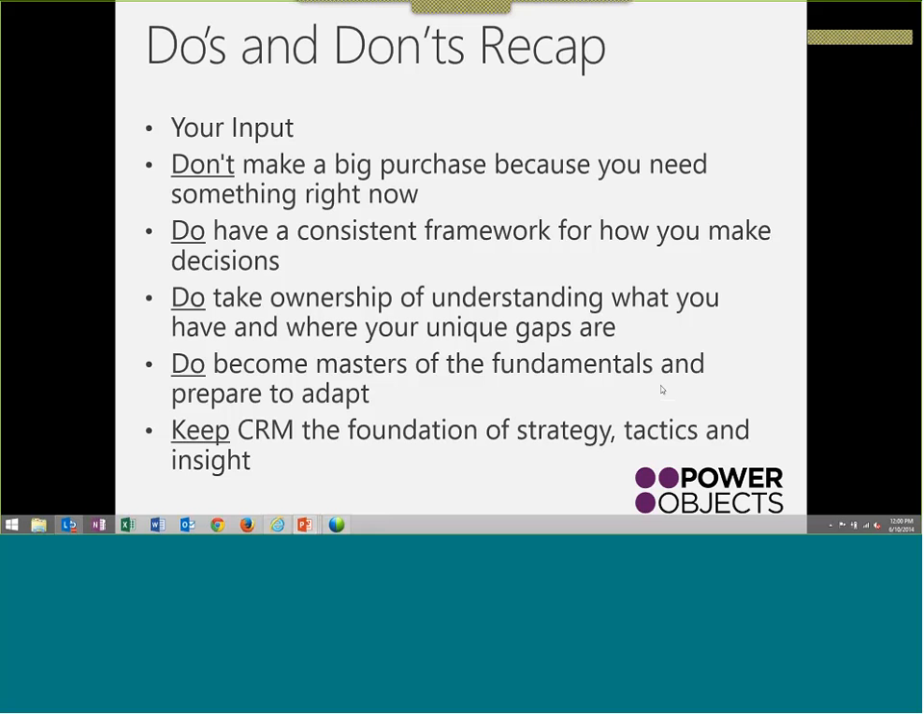I would also encourage you to get mastery of the fundamentals. That means building out the skills internally that are going to help you execute on marketing and help you understand where you have bandwidth to add new pieces and new tactics. And as always, our point of view is to keep CRM the foundation of your strategy and your tactics and insight, from not only a marketing standpoint, but a sales and service standpoint as well. So CRM is really the foundation of how you run your business, and so the marketing tools should support that and connect to that to enable that going forward.